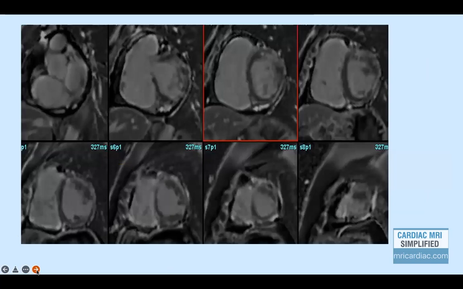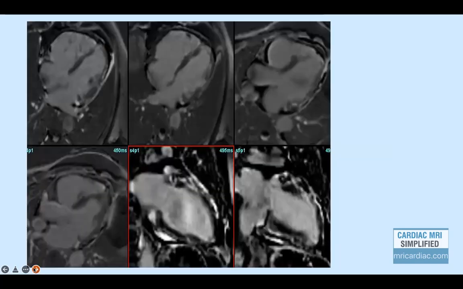These are short axis late gadolinium enhancement images. It reveals presence of mid myocardial and epicardial late gadolinium enhancement involving the left ventricle. There is also some subtle enhancement involving the right ventricle as well. These are long axis LGE images, which again confirm presence of late gadolinium enhancement.